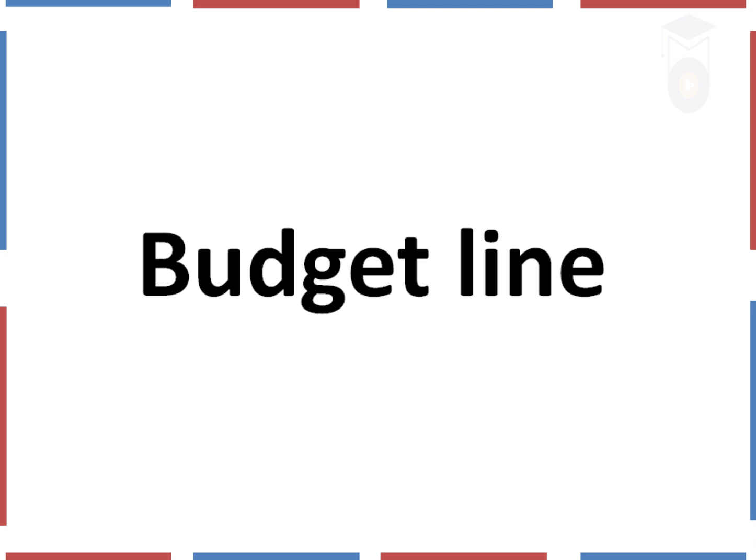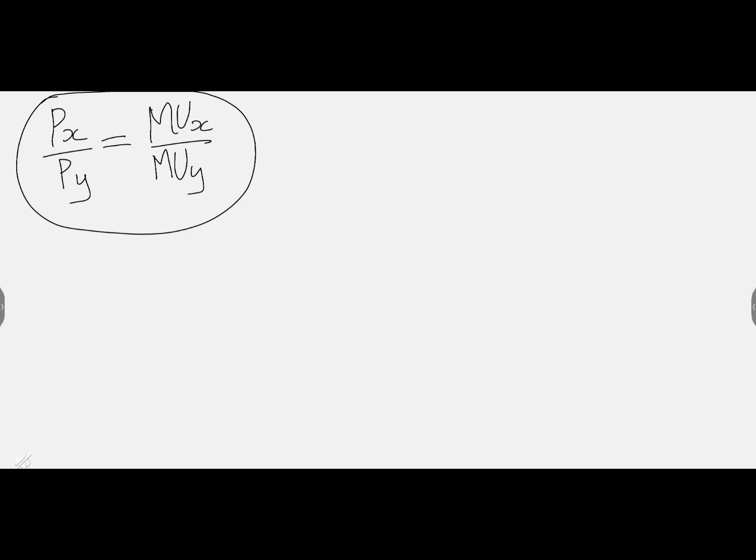That's the best consumption. And optimum consumption happens when the slope of the budget line is equal to the slope of the indifference curve. And we already established that the slope of the budget line is Px over Py, and the slope of the indifference curve, that's the marginal rate of substitution, which is MUx over MUy. So this is when the consumer is at optimum consumption.